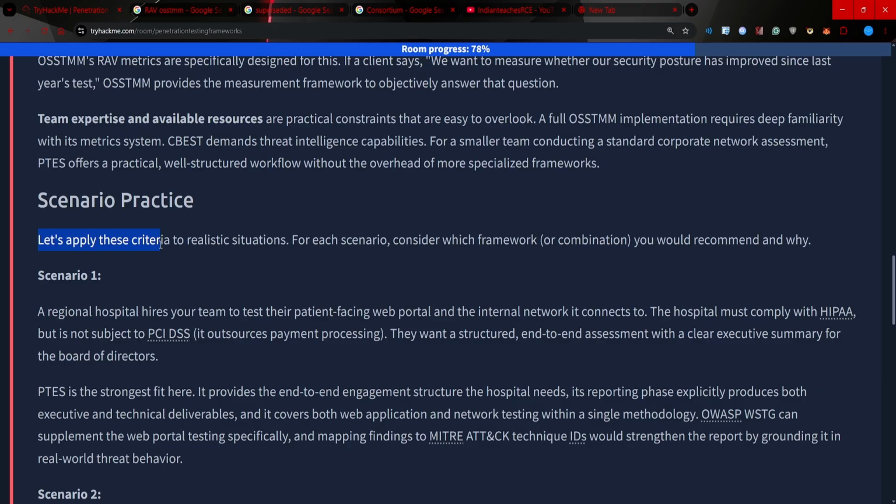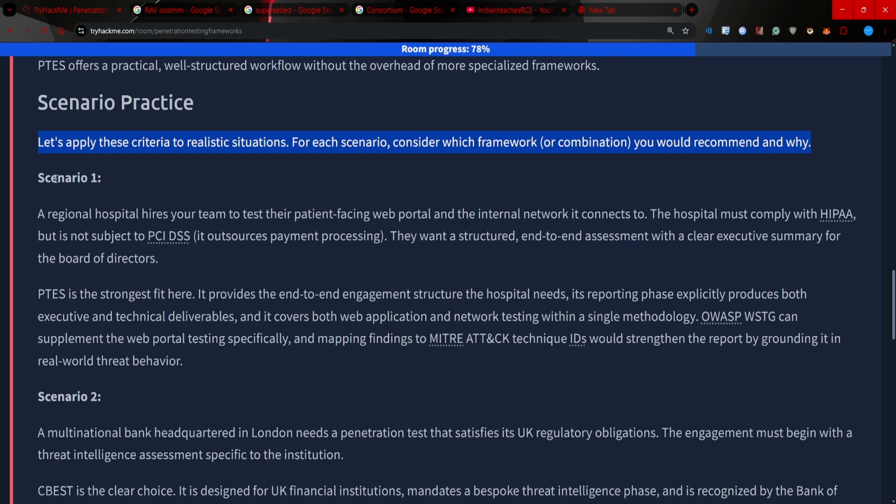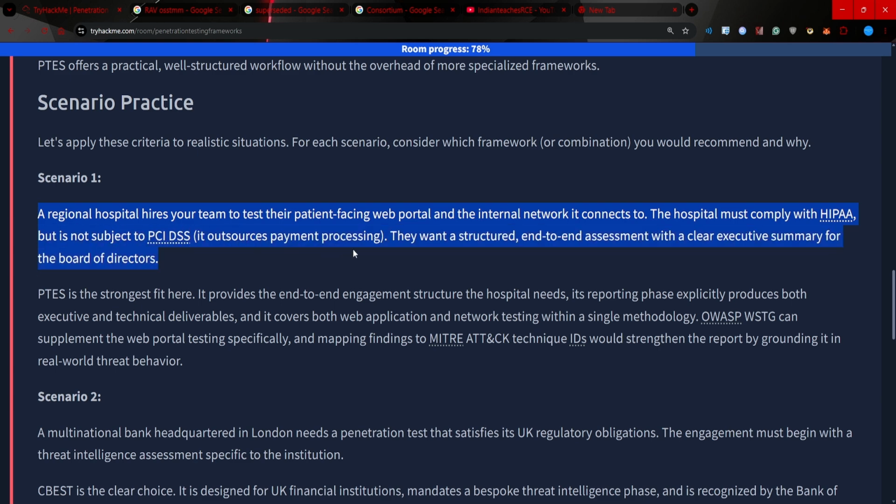Let's apply these criteria to realistic situations. For each scenario, consider which framework you would recommend and why. Scenario 1. A regional hospital hires your team to test their patient-facing web portal and the internal network it connects to. The hospital must comply with HIPAA, but it's not subject to PCI DSS, since it's outsourcing payment processing. They want a structured end-to-end assessment with a clear executive summary for the board of directors.